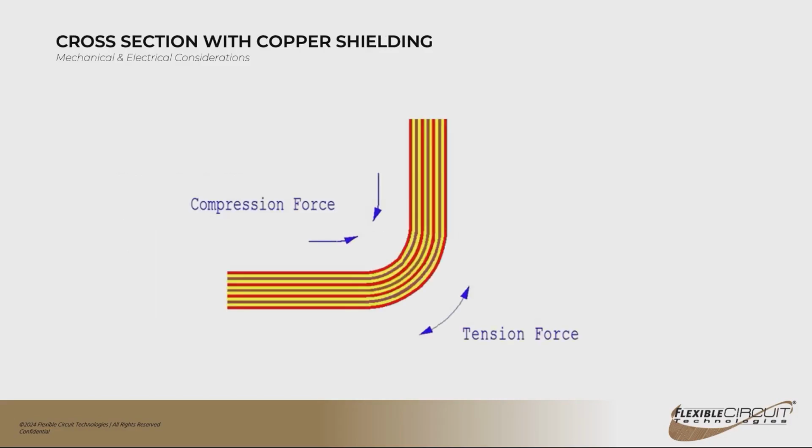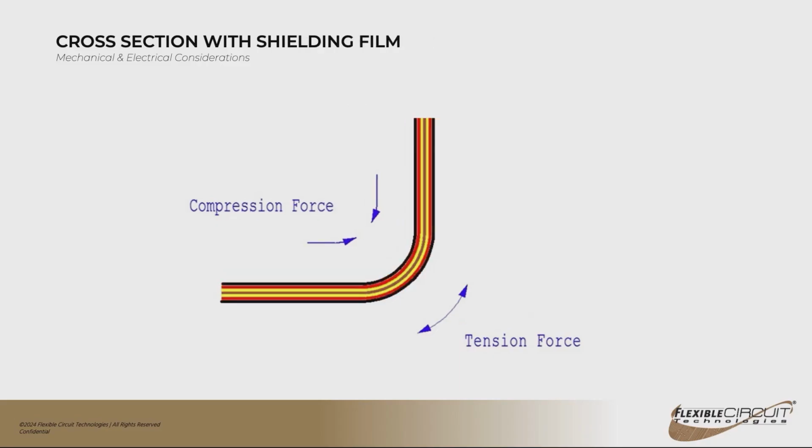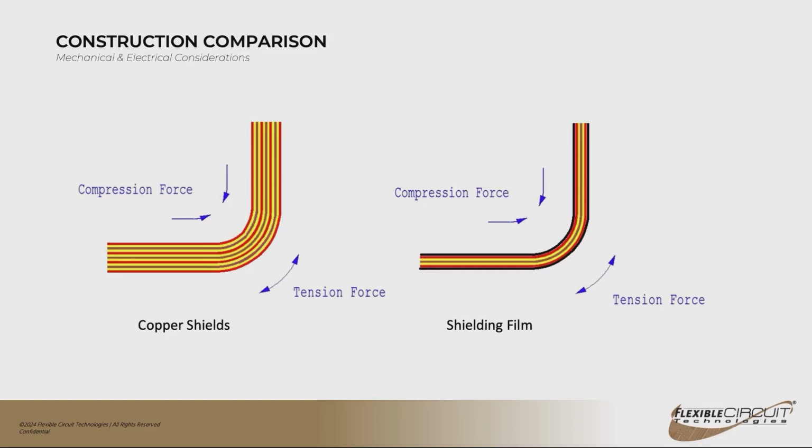Here is a cross section showing a standard 3-layer circuit where you can see 2 copper layers. This would be a strip line construction, and this would be the same to scale cross section using the Tatsuda material. Those shielding films are less than 1 mil thick, so they add very little to the overall thickness of the circuit and have almost no impact on the flexibility. So here's the 2 of them to scale side by side. You can see that it has a huge impact on the overall thickness of the circuit.